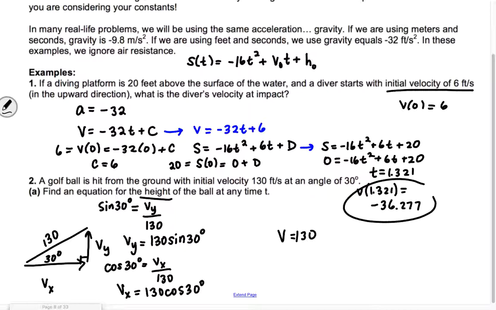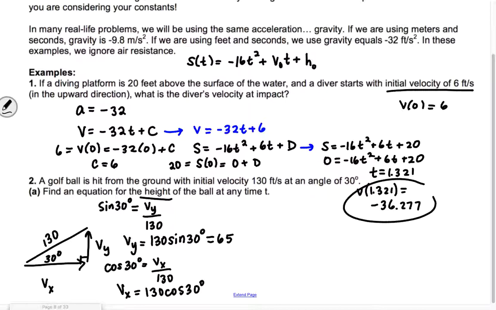So did you guys find 130 times sine of 30? 65. Yeah, it's 65. Why does that make sense? Because sine of 30 is 1/2, right? So this is all equal to 65. So about half of its speed is going upwards, and the rest of its speed is going the other direction.